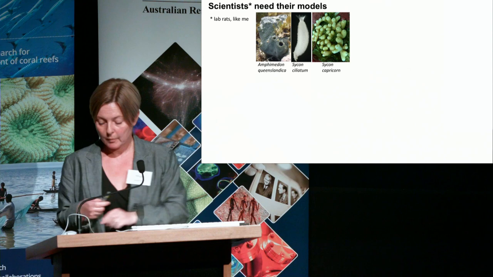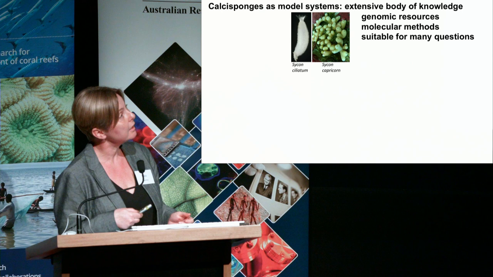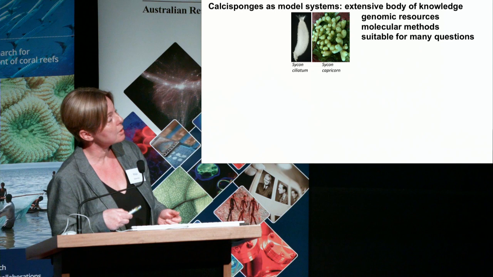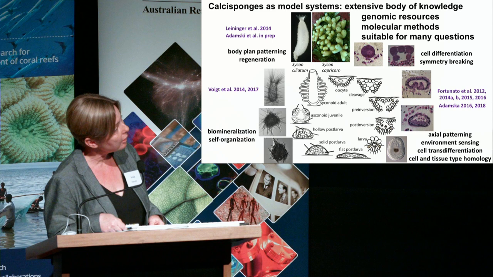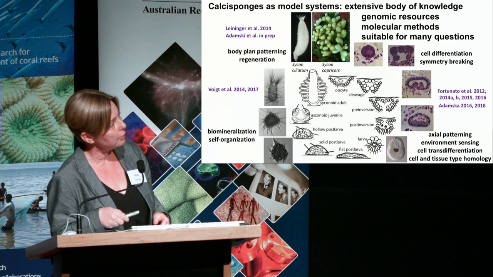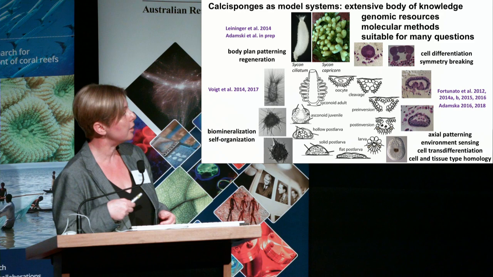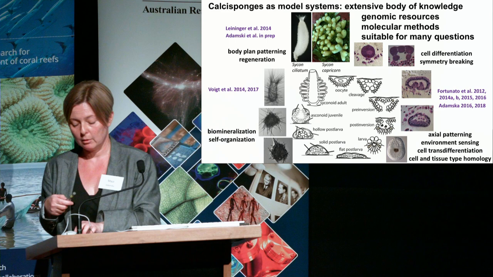All right. So we've been working for approximately the past 10 years on calcareous sponges, and we have generated an extensive body of knowledge. We have genomic resources. We have an ever-growing repertoire of molecular methods, and we found them to be suitable for many questions. I'm not going to bore you with details, but we have gone through the entire life cycle of Sycon ciliatum, and now we are going through Sycon capricorn, and we've been looking at a variety of different processes: cell differentiation, axial patterning, regeneration, about which I was talking last year here. We have published a number of papers using them as models for evolutionary and developmental biology studies.